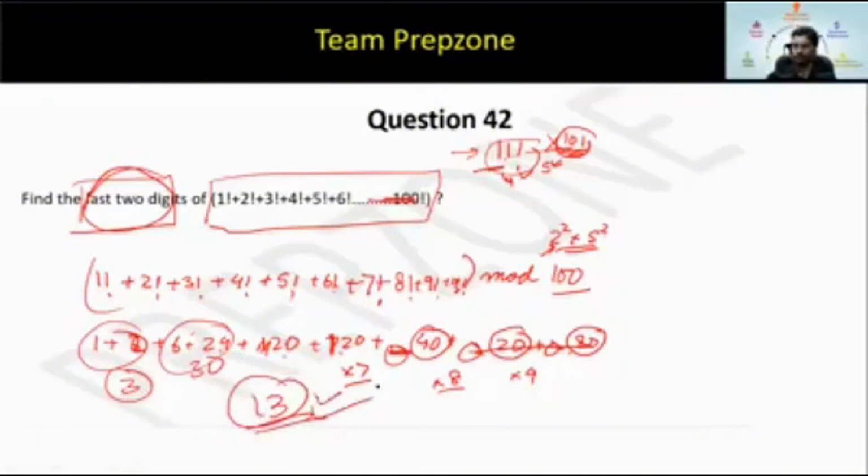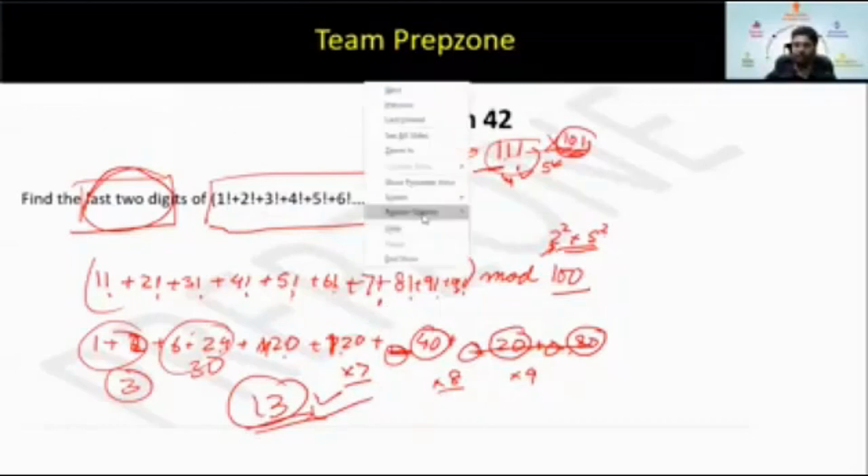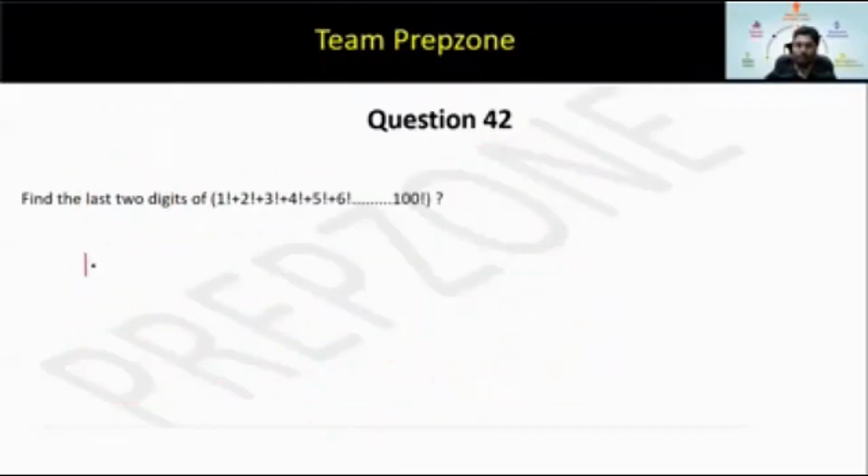Any doubts in this question? Okay, the 11 factorial one, once more. See, what is this? Let me erase this. I want to calculate 1 factorial plus 2 factorial plus 3 factorial plus 4 factorial plus 5. Yeah, we will take till 9 factorial only. We will not take 10 factorial even.